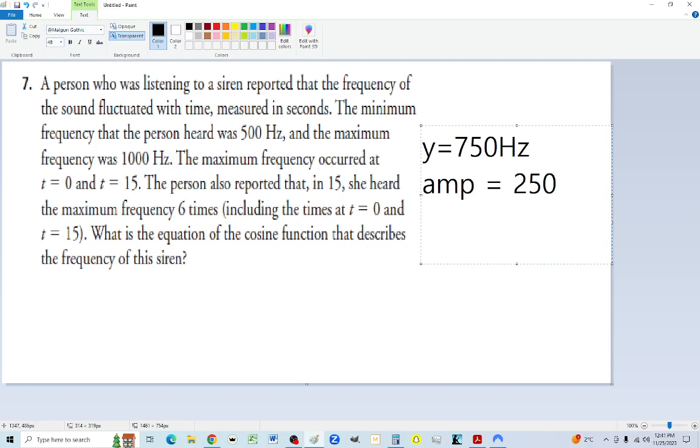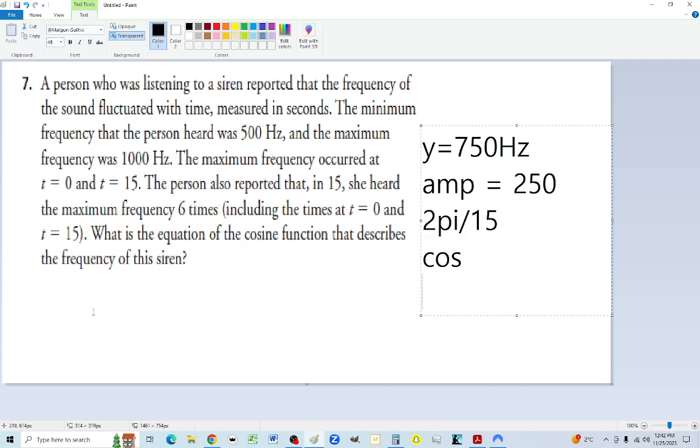The max of frequency occurs at time equal to 0, and then again at time equal to 15. The distance between two maxes is always the period. So that means we're talking about a period of 15 seconds. To change the period into 15 seconds, we have to do 2 pi over 15. And since it starts at a max, we'll use a cos curve, and it should be fine.